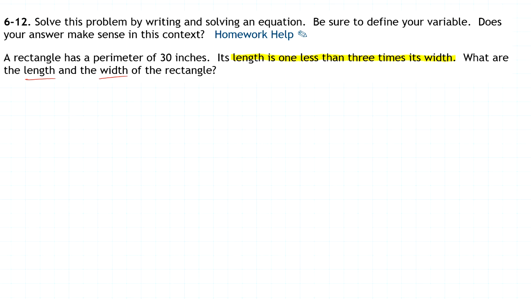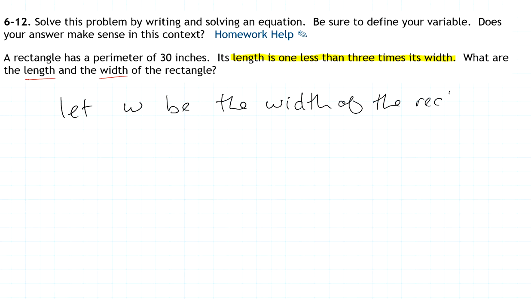I don't know why I'm writing this in red. Let's let W be the width of the rectangle. So if I find W, that's one of my dimensions. Now, they also tell me what the length is in terms of the width, right? Length is equal to 1 less than 3 times its width. So here's 3 times the width, and then this is 1 less than that, right? So if you look closely, W is my width, and my length is 1 less than 3 of those widths, right? 1 less than 3W.